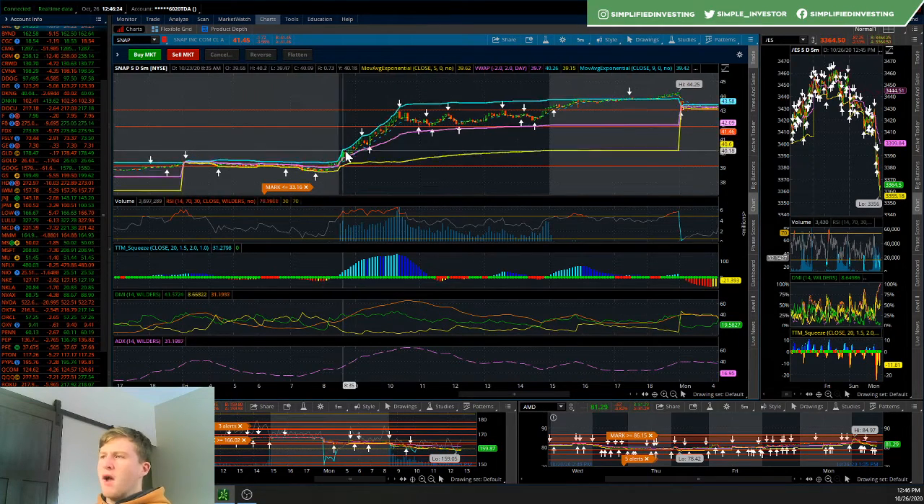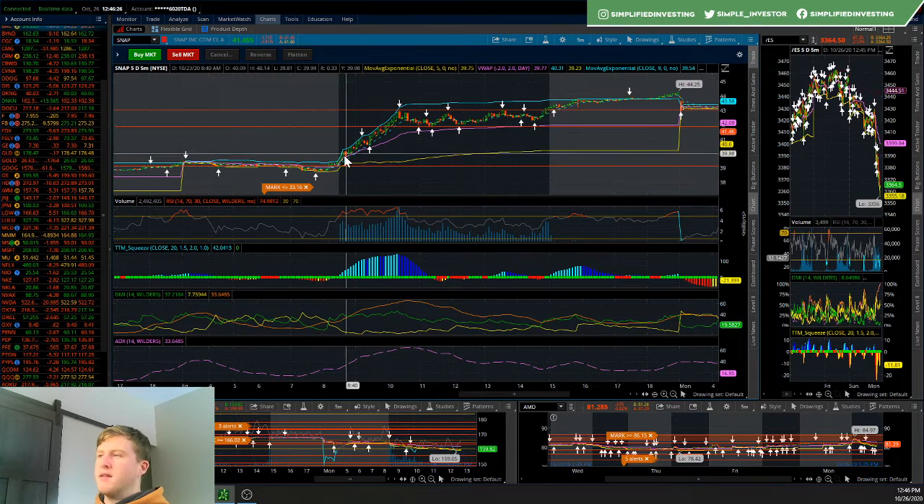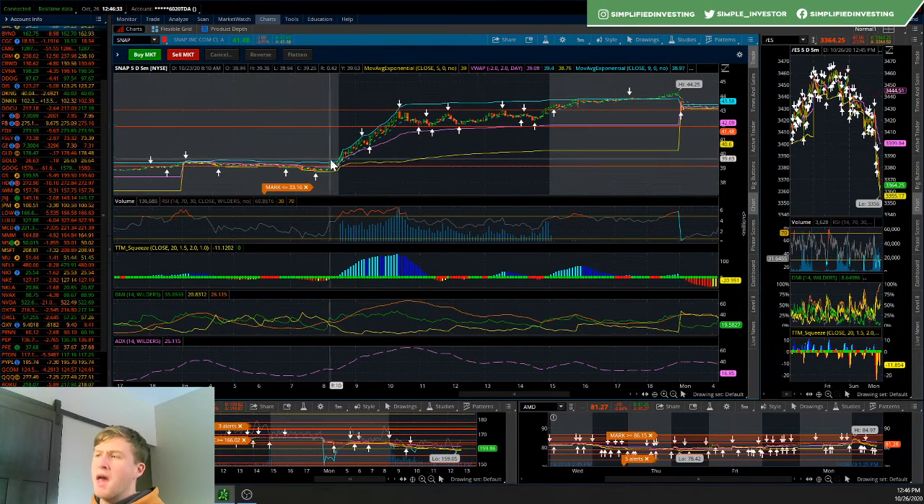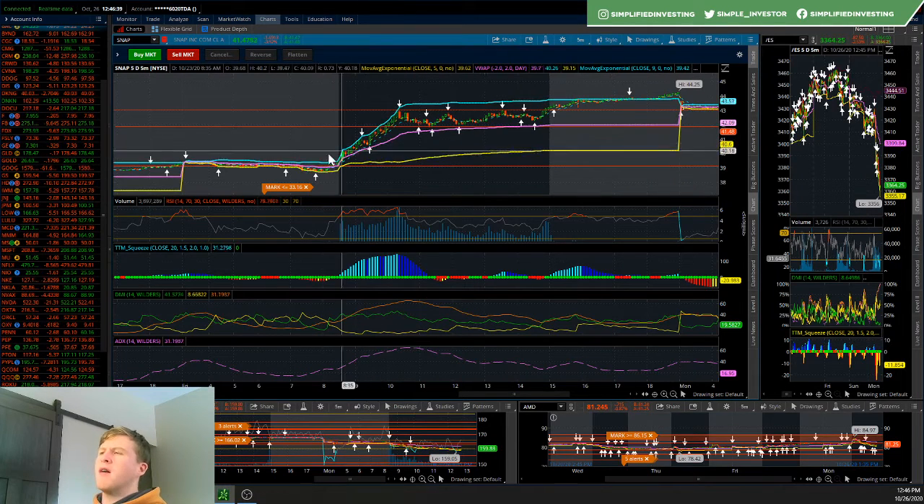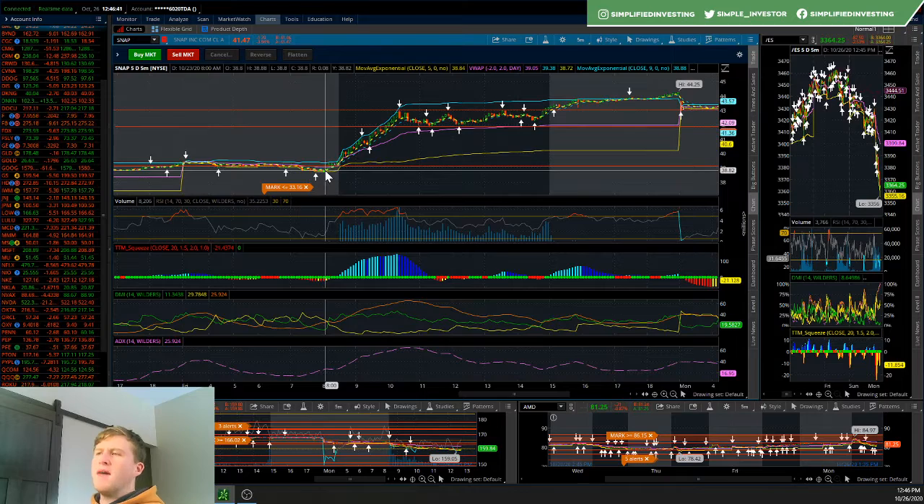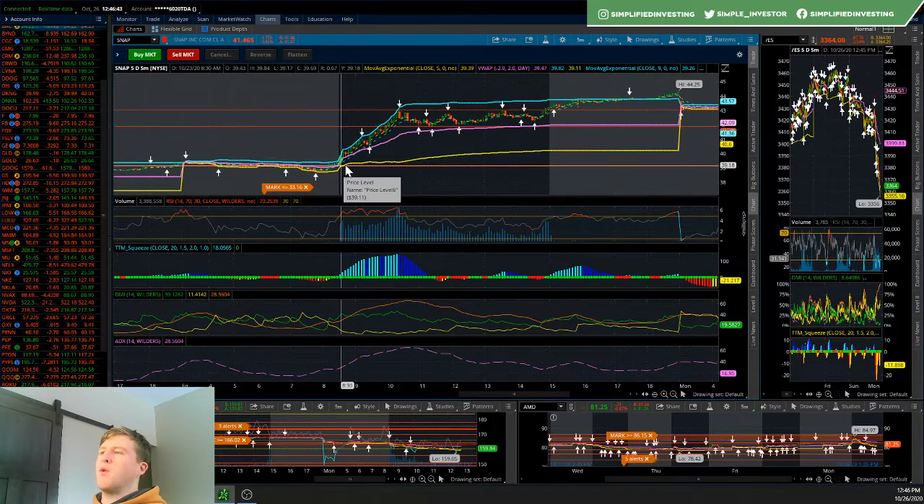You could enter right here. You could enter 4, wait for confirmation, we confirm here, and then enter 4 more. You don't have to enter all into one spot. You can also enter into multiple positions at the same time. So you can enter now, you can enter later, you can enter when it confirms, whatever you are comfortable with. But again, don't have that mindset that you can only enter or sell once.